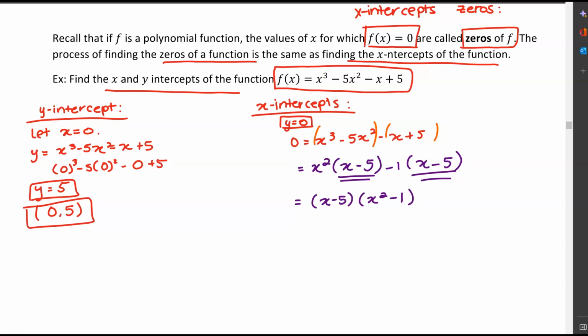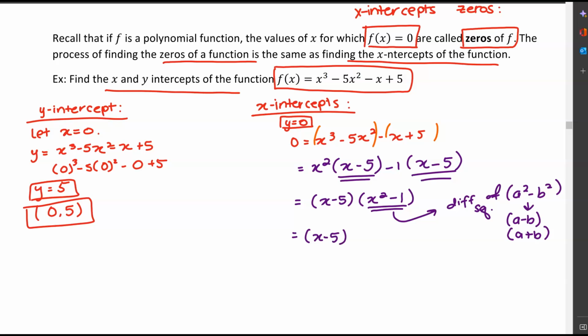Now x squared minus 1 here, this is a special factorization. This is called the difference of squares. The difference of squares tells me that if I have a squared minus b squared, this is equal to a minus b times a plus b. So that's what's happening here. So this is going to be x minus 5, x minus 1, x plus 1. Okay, so now I've factored this out as much as I could.